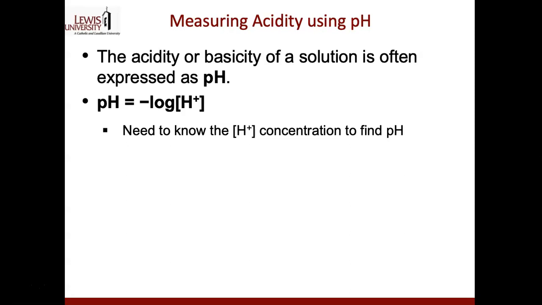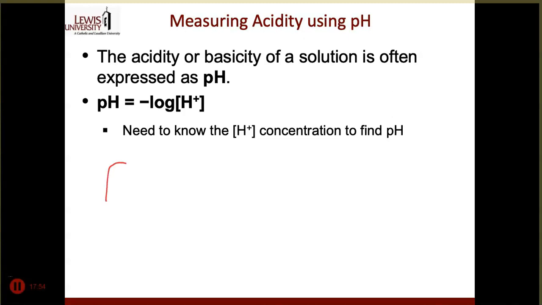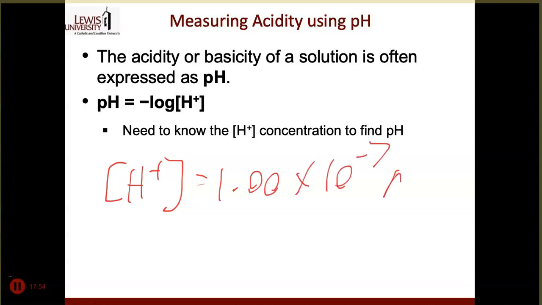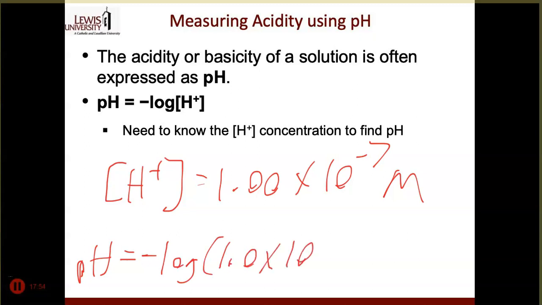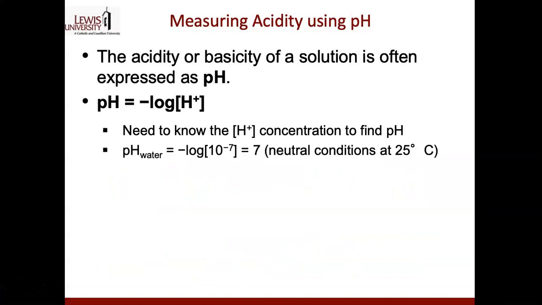Now let's think about a neutral solution. We know that the concentration of H+ in a neutral solution is equal to 1.00 times 10 to the minus 7th molar. That's a really small number. So my pH then is just equal to the negative log of that value. And when I take the negative log of 1.0 times 10 to the minus 7, this gives me a value of 7. And that's why we say neutral solutions have a pH equal to 7 at 25 degrees C.